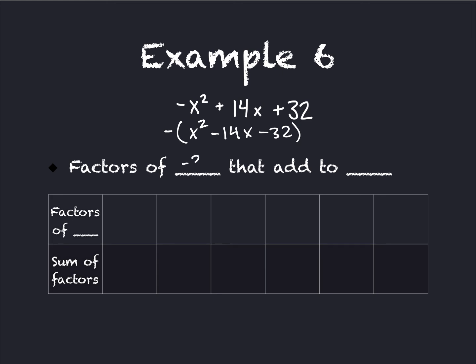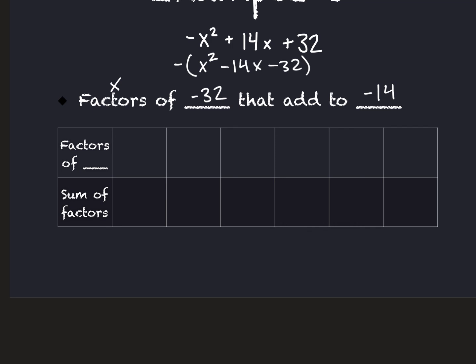So I'm looking for factors of what? Factors of negative 32. So that means it's going to multiply to give me negative 32 and add to give me what? Negative 14. Yes. So let's try negative 16 and 2. What's negative 16 plus 2? Negative 14. Perfect.